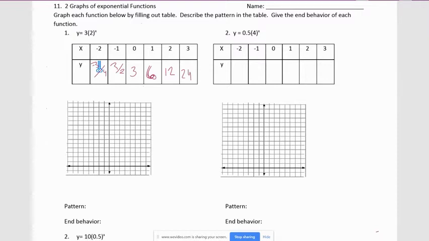So hopefully you see a pattern. These are doubling when I move to the right and dividing in half when I move to the left. So what does this look like on your graph?